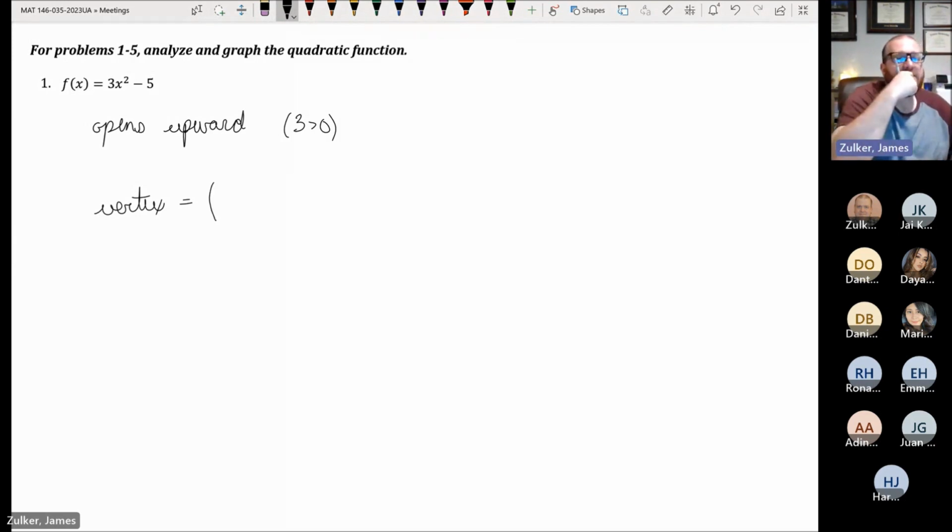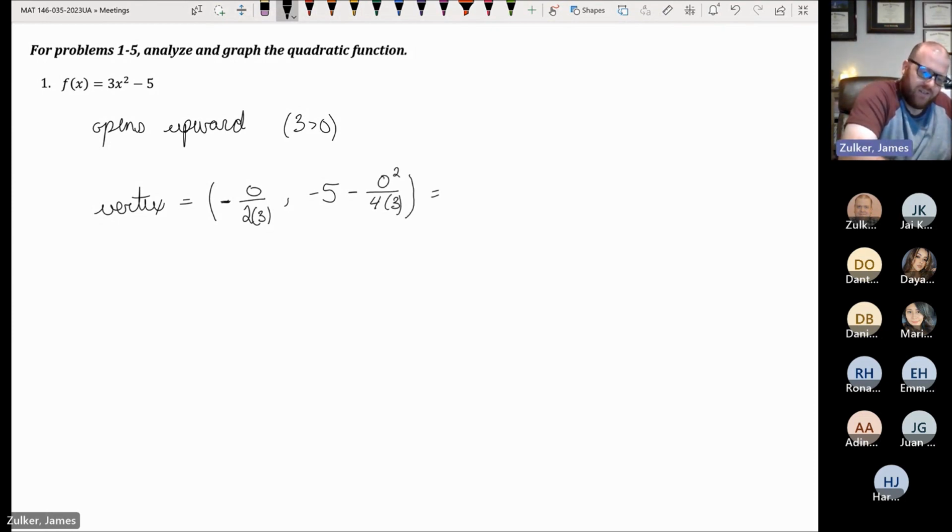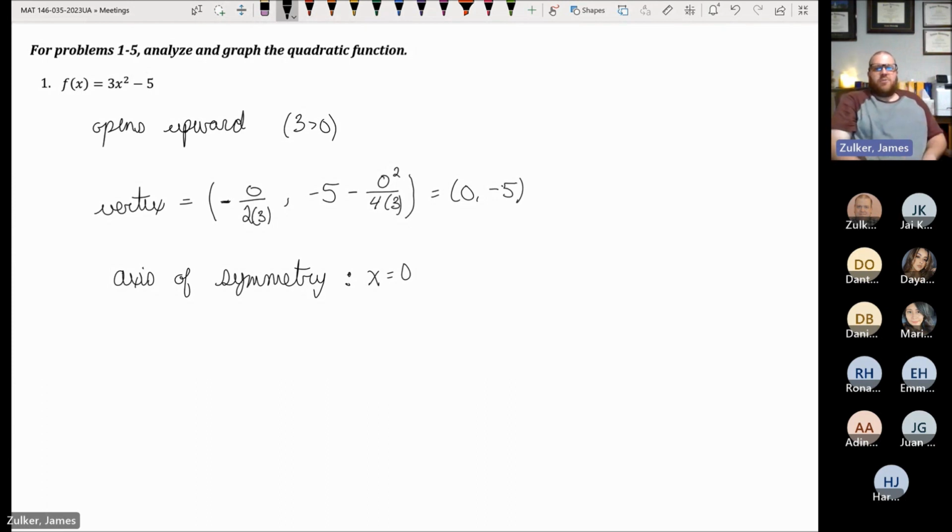The vertex will be negative b, which is 0, right? Over 2 times a. And then c minus b squared over 4 times a. Our vertex is located at 0, negative 5. Axis of symmetry is the line x equals 0.